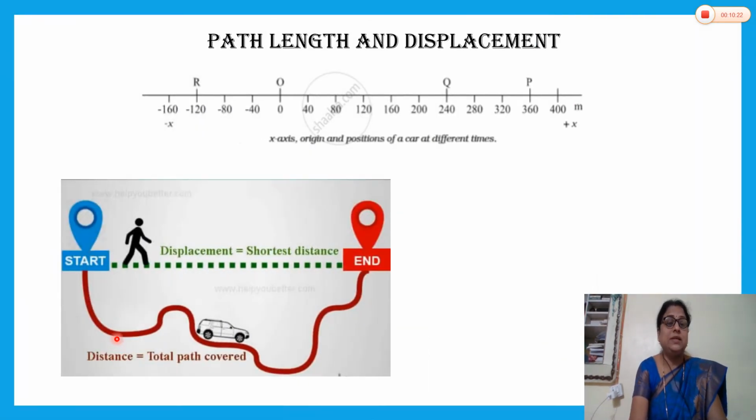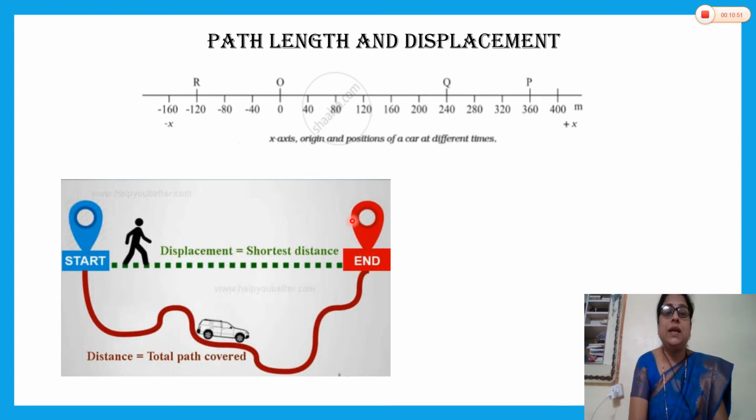Now again here in this diagram, the object starts from this position. This is the path, the road is curving. The car is moving on this road. To measure the distance or the path length, we have to consider the total distance covered by that object. But what is the displacement here? The displacement is the shortest distance, that is from starting position to end position along the straight line, this green line path, that gives us the displacement.